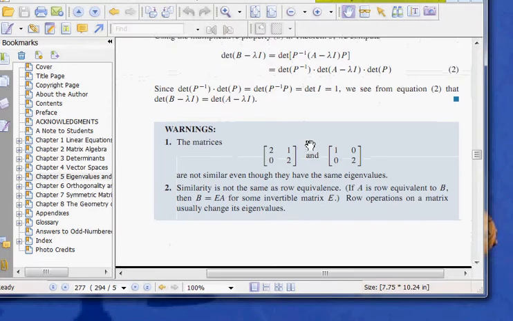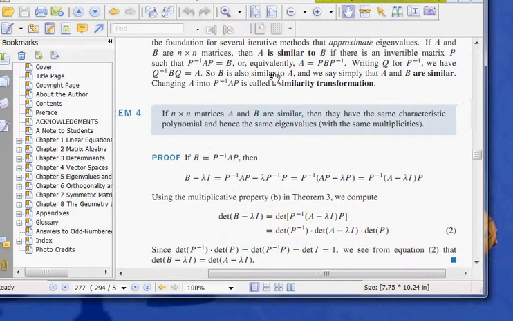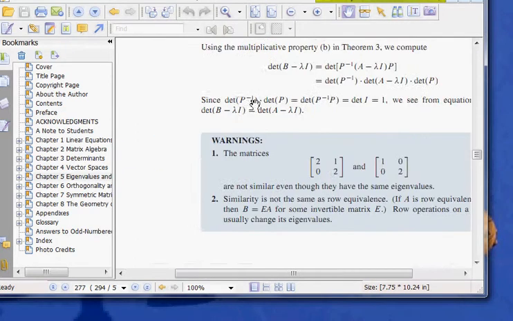This warning is important, so reread this, but really I think you need to know this definition and this theory right here, okay? And this understanding will come naturally. Thank you very much. I'm going to stop this video.